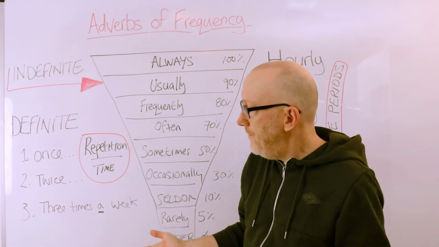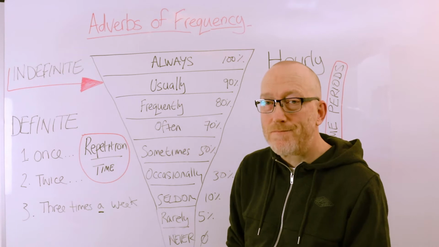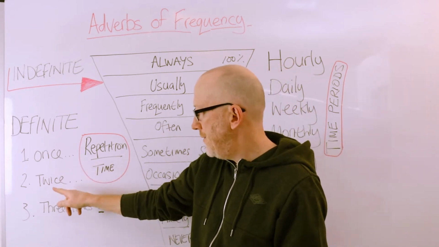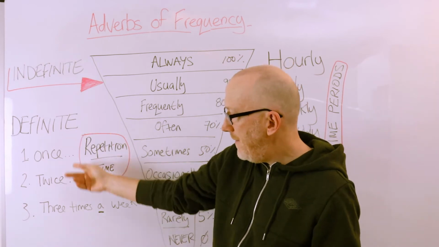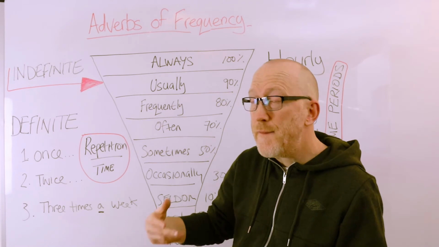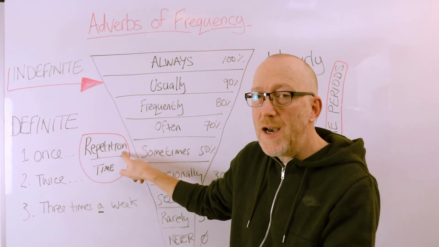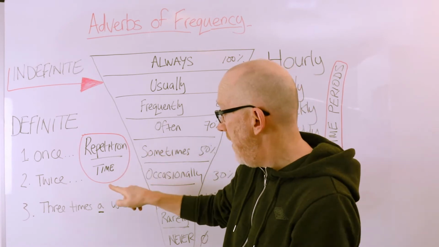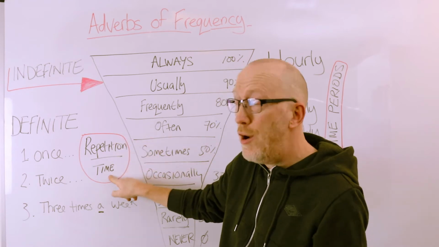And these are very easy. Once, twice, or 3 times a week. Once, twice, or 3 times a day. Once, twice, or 3 times a month. Yeah? This way of describing the frequency, okay, you are basically describing the number of times you do something, the repetition of the action or the activity within a time period. So think of it as repetition over time.